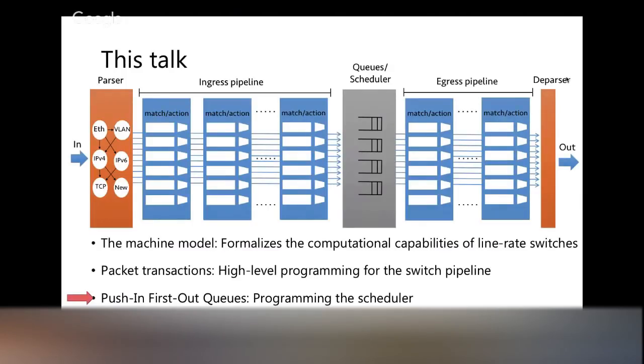So that concludes my discussion of the ingress and egress pipelines. Now, in the last part of the talk, I'll talk about the switch scheduler, which is the part of the switch that transmits packets whenever a link is ready to schedule something.